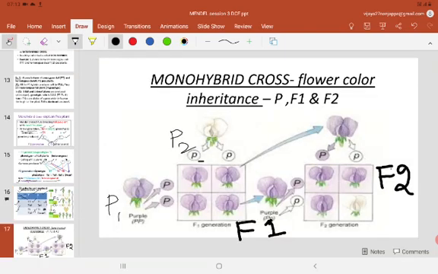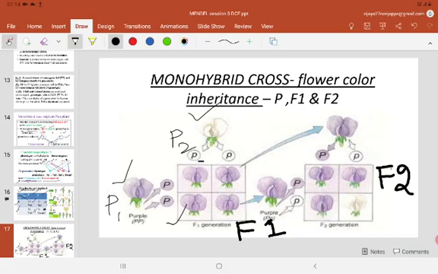Then the second cross is, this character is color of the flower. In this case, one of the parents is homozygous for purple flower, and the other parent has the white flower. They both are homozygous. Then when they are crossed with each other, they produce F1. All the F1 have purple color, and it is heterozygous purple, capital P and small p.